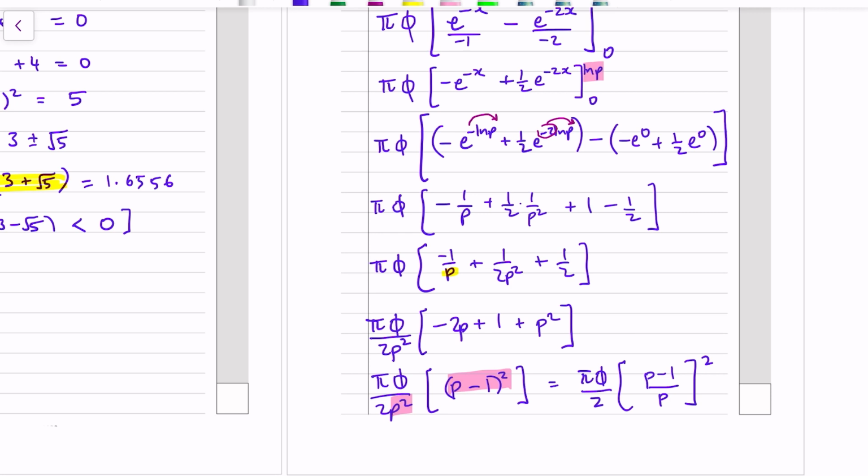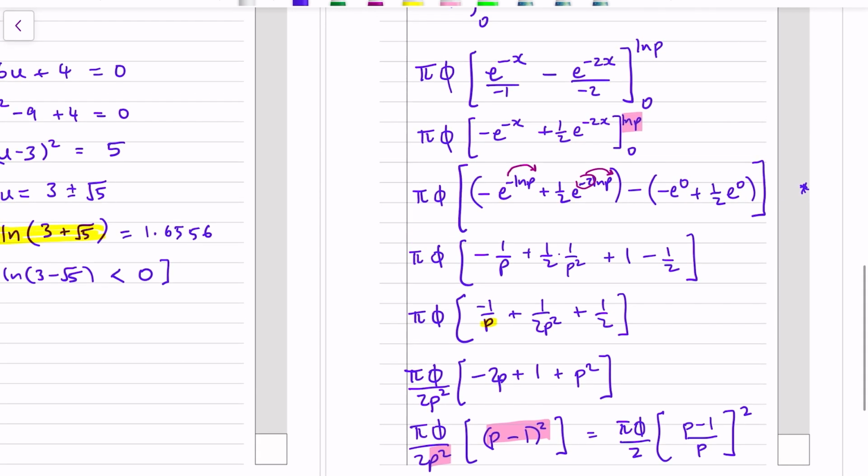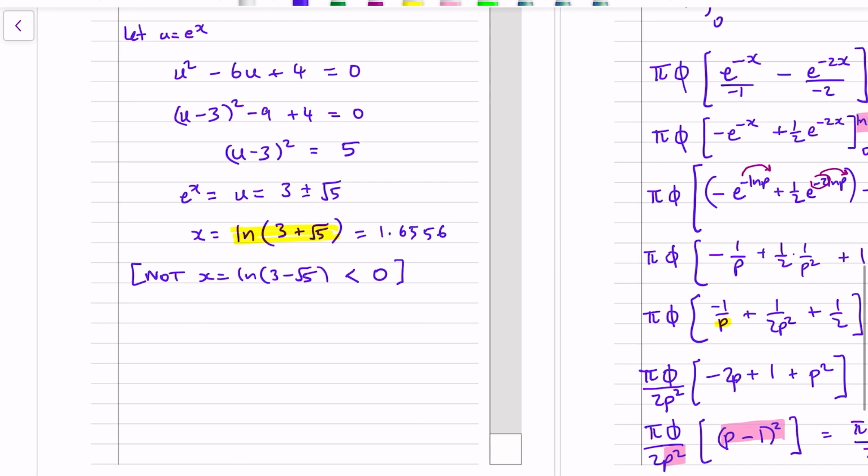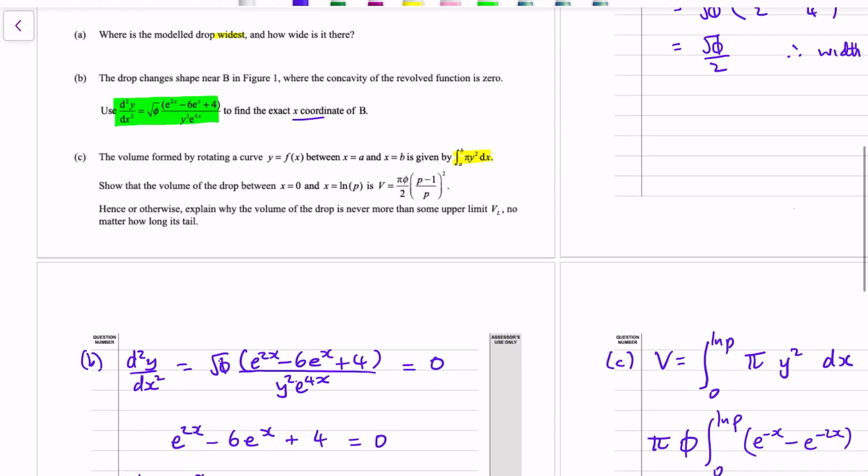We actually had the answer correct, like up here. Often with scholarship, the messy algebra stuff is just proving the result in the form that they require. So that's it. The last part of the question says, explain why the volume of the drop is never more than some upper limit. So if we increase that tail as long as possible, and we tend it off to infinity, the volume doesn't get any bigger than some limit.